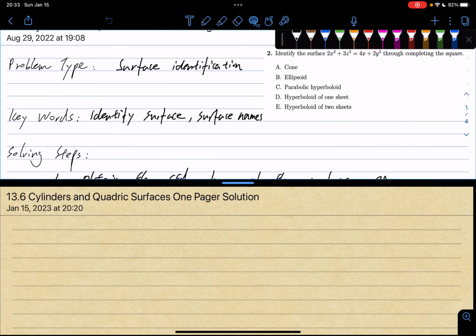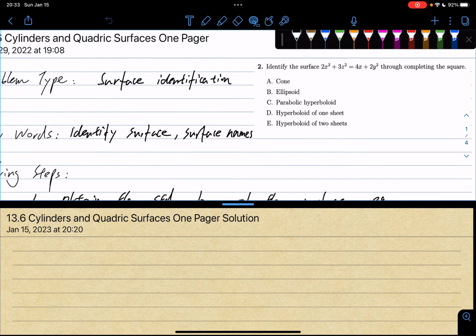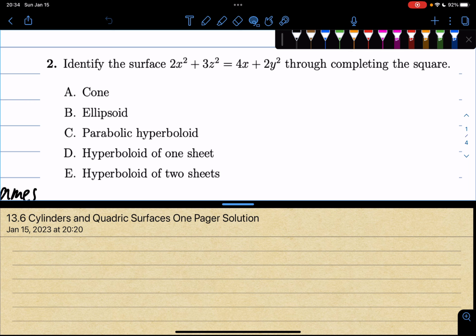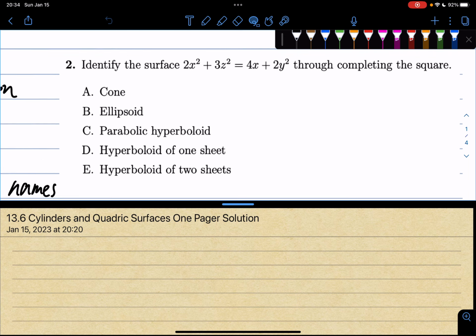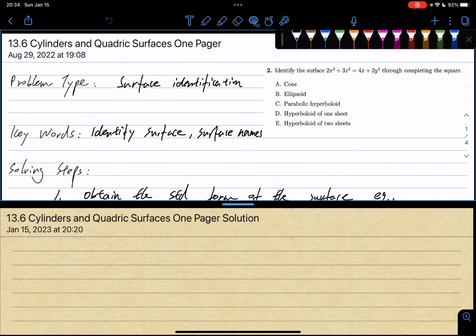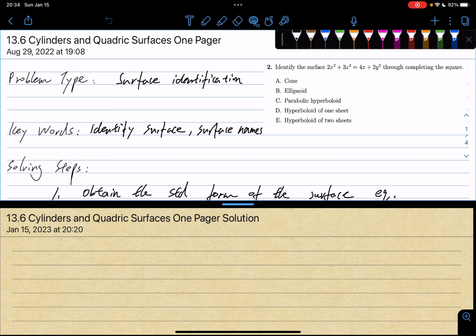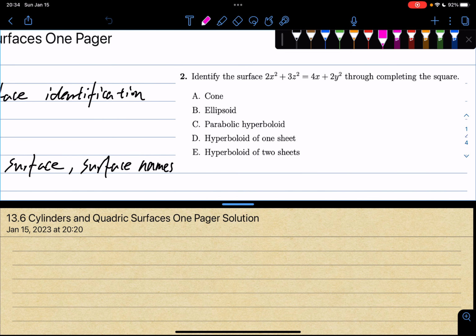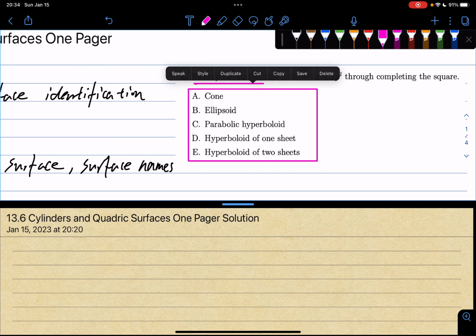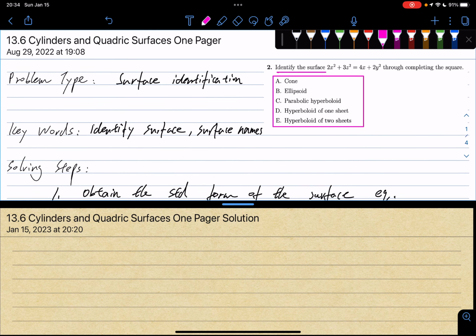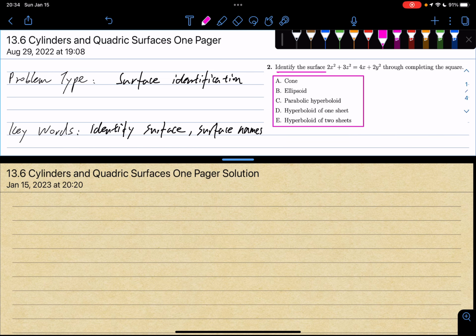Let me rearrange my notes really quickly. So this is the same question, and it asks you to identify the surface through completing the square, right? So let's zoom out a little bit. This is what I call a surface identification problem. Why? Because you have the keyword "identify the surface" right here, and if you look at your answer choices, you will see a bunch of names of quadric surfaces. That's how you can tell you are dealing with a surface identification problem.